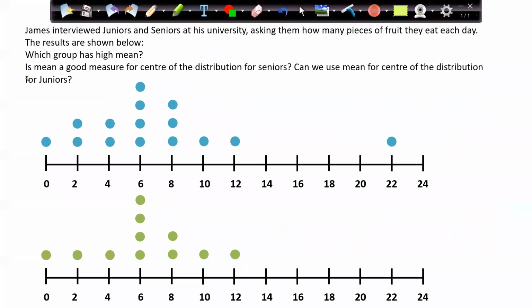Now the second question: is mean a good measure for the center of distribution for seniors? Can we use mean for the center of distribution for juniors? Obviously here you can see that I don't have any outlier in the senior data. So I can very well go ahead and think of going with the mean to help me understand the center of distribution, the measure of central tendency. I can go for it.